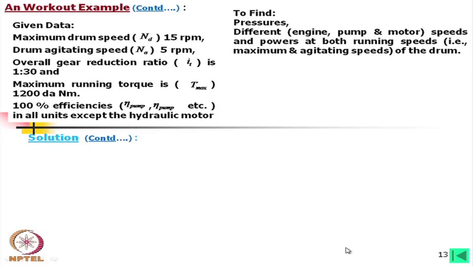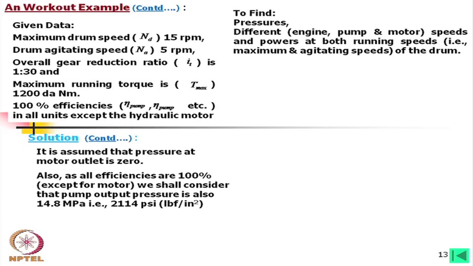But let us consider, as we have considered, the efficiency of the pump is 100%. So, it will be 14.8. It is assumed that pressure at motor outlet is 0. If we assume in that way, then as 100% efficiency is for all other components, we will consider that pressure output from the pump is 14.8 megapascal itself. Now, it is equivalent to 2114 psi, that is pound force per inch square.